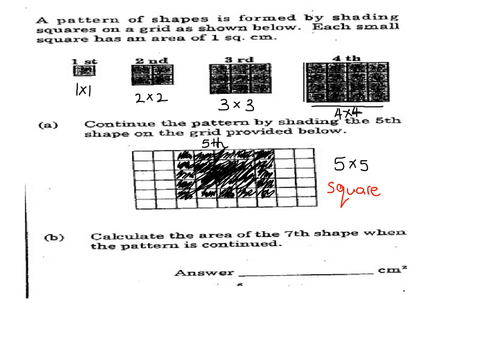Now, here's the next part of the question. It says, calculate the area of the seventh shape when the pattern is continued. So, think about it now, right? We're on the fifth shape so far, right? We know we have 25 blocks inside the 5 by 5 square. So, what do you think would be the area of the 6 by 6 square? Because 5 by 5 is 25, right? So, the area of this one is 25 cm squared.